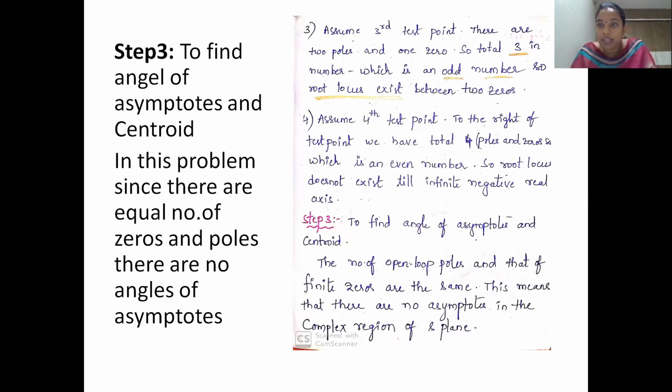Anyhow, you will get the angle of asymptotes to be infinity, because anything divided by 0 is infinity. Plus or minus 180 into 2q plus 1 divided by n minus m, where the value is 0 here, will always be infinity. So the angles of asymptotes are infinite, and since they are infinite, they don't exist here. That is the first point. The second point: if there is no angle of asymptotes, how can you find the centroid? The centroid is the intersection of the asymptotes, so there is no centroid point. If you have an equal number of poles and zeros, there are no angles of asymptotes and no centroid. I think I am clear for the third step.